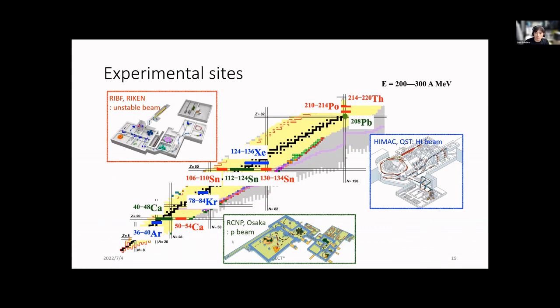We plan to measure these experiments mainly at three sites in Japan. One is, as I said, RCNP, where the experimental techniques are already established. The others are the RIBF at Riken and the HIMAC at QST. These two are heavy ion facilities, and we plan to measure the unstable or very heavy nuclei cases at these two facilities in inverse kinematics.